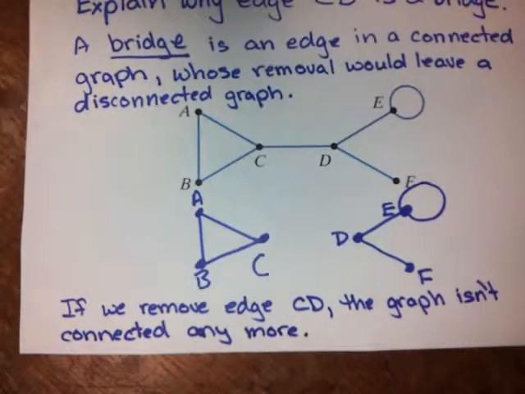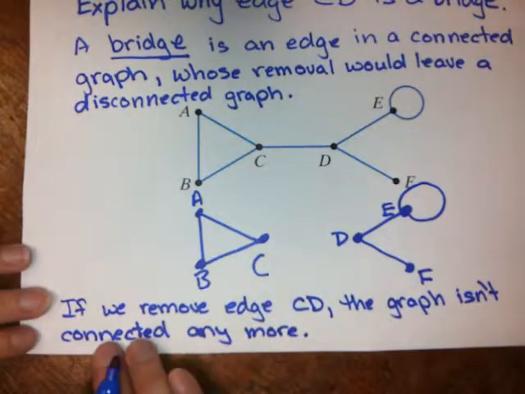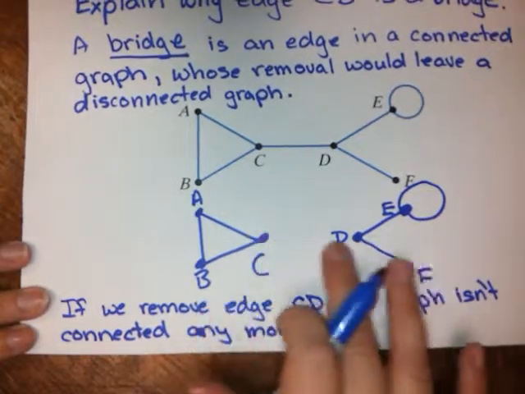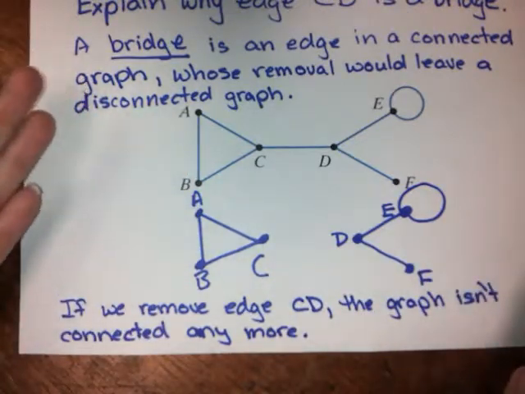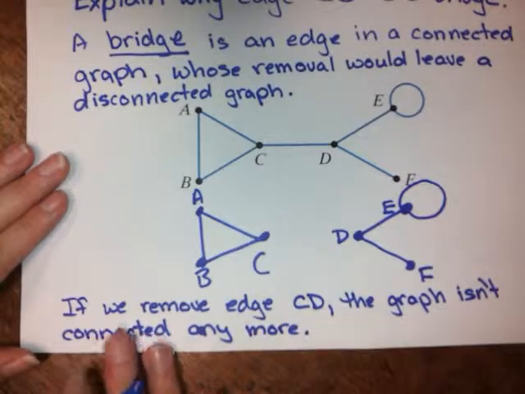To explain why edge CD is a bridge, we have to basically use the definition of a bridge. The definition of a bridge says if you take it away, the graph isn't connected. And so here we see that if we take away that edge CD, our graph breaks into two pieces. So if we remove edge CD, the graph isn't connected anymore.